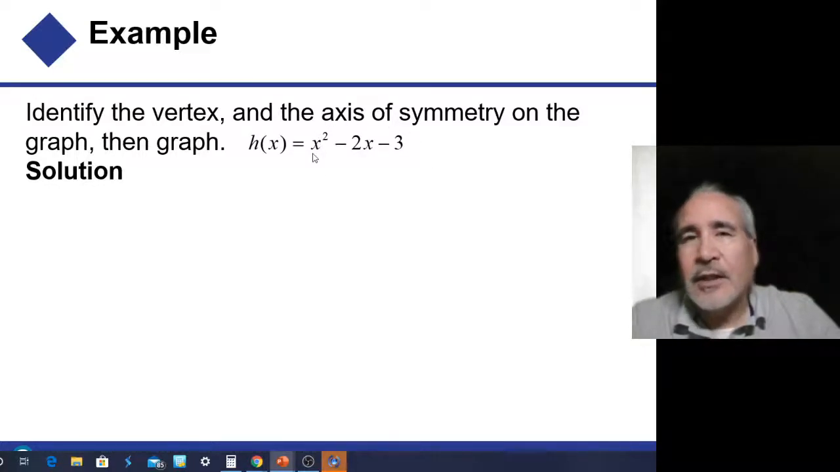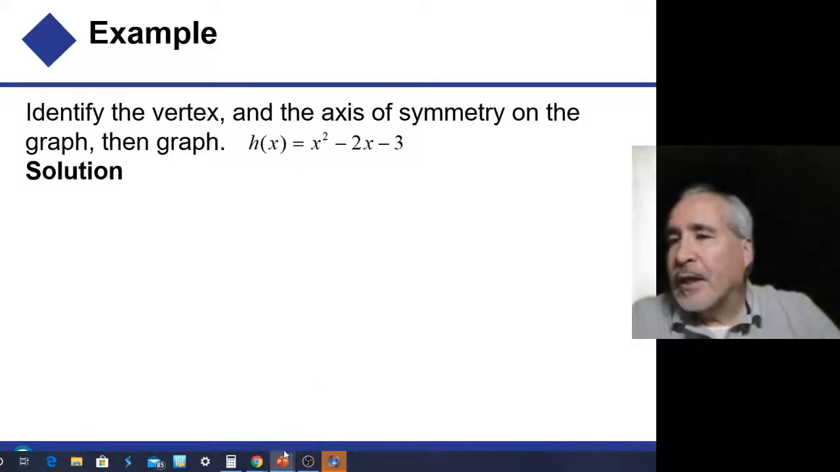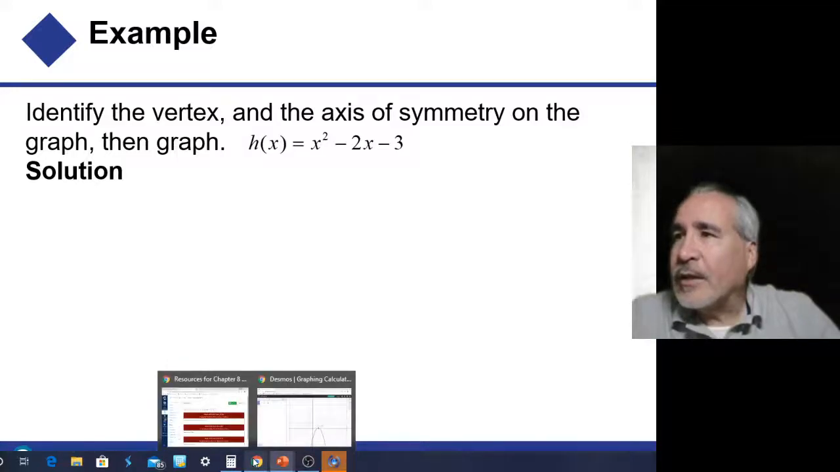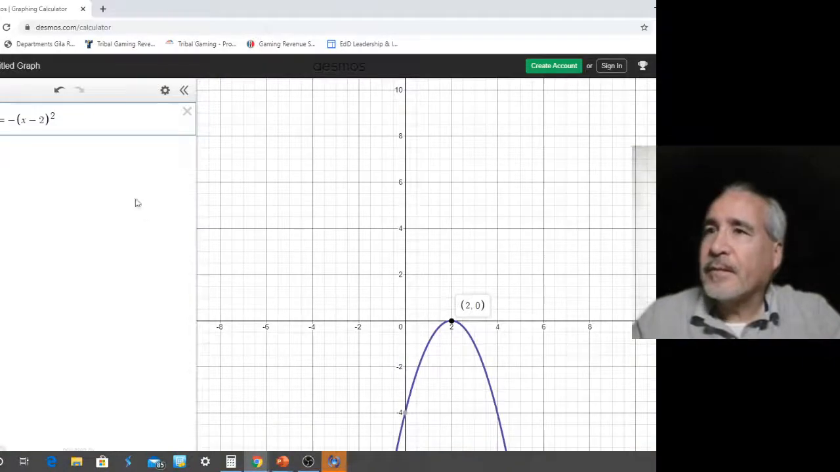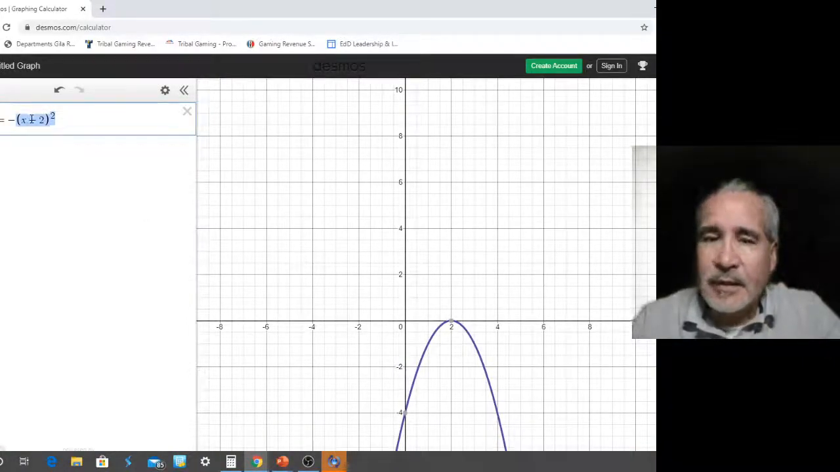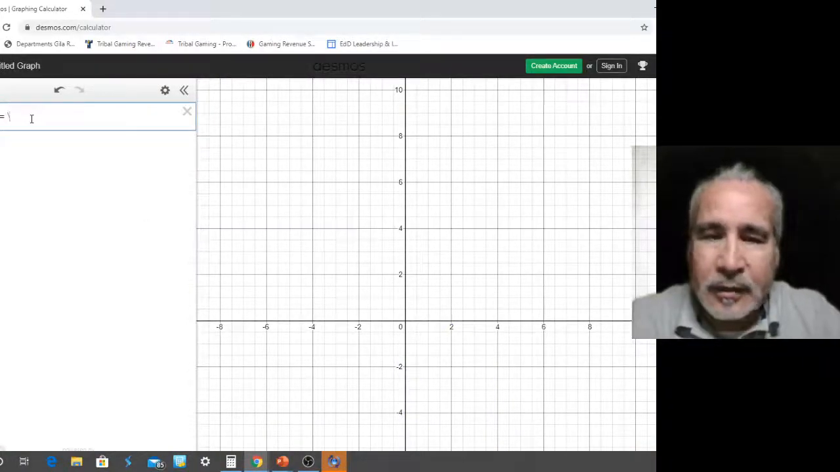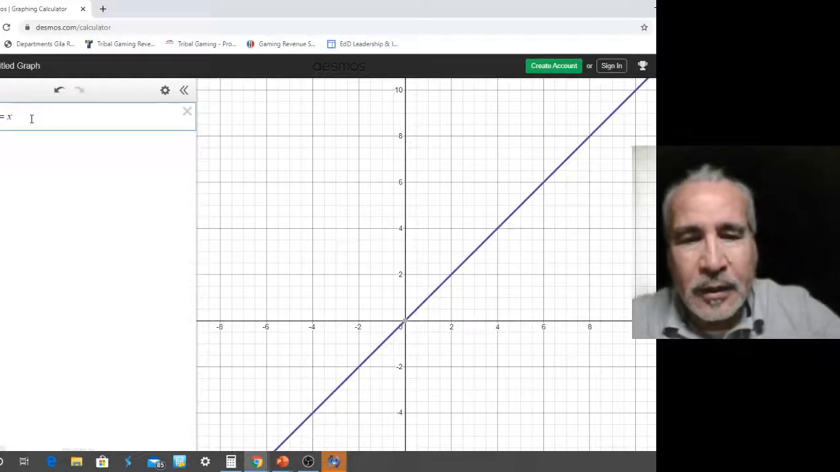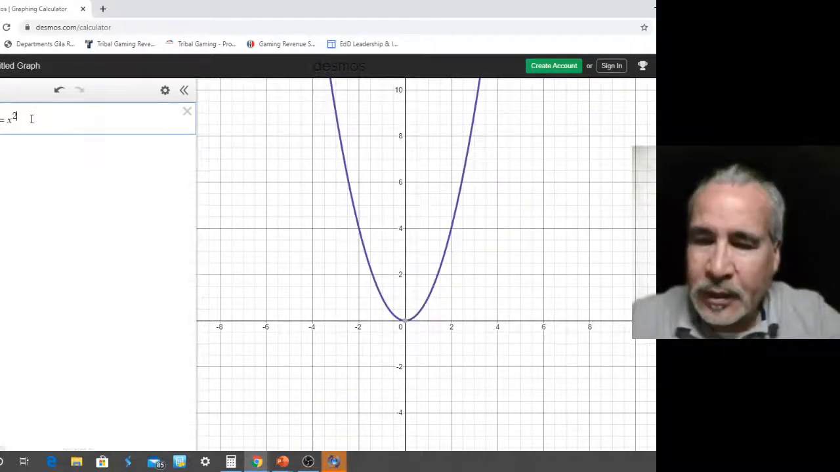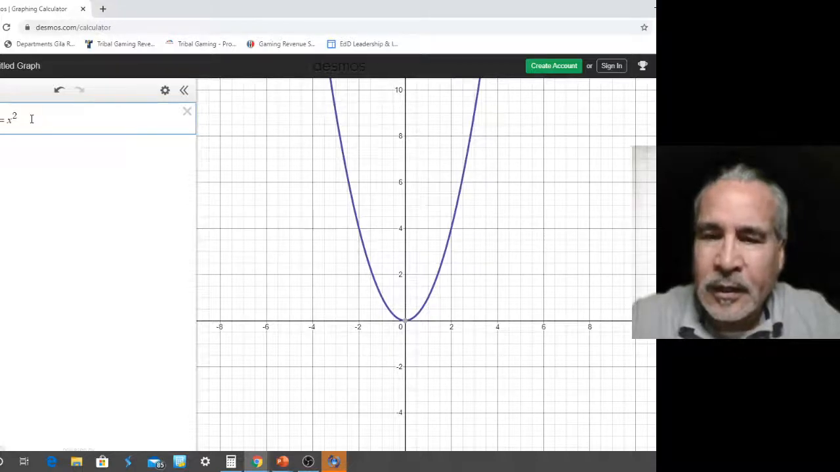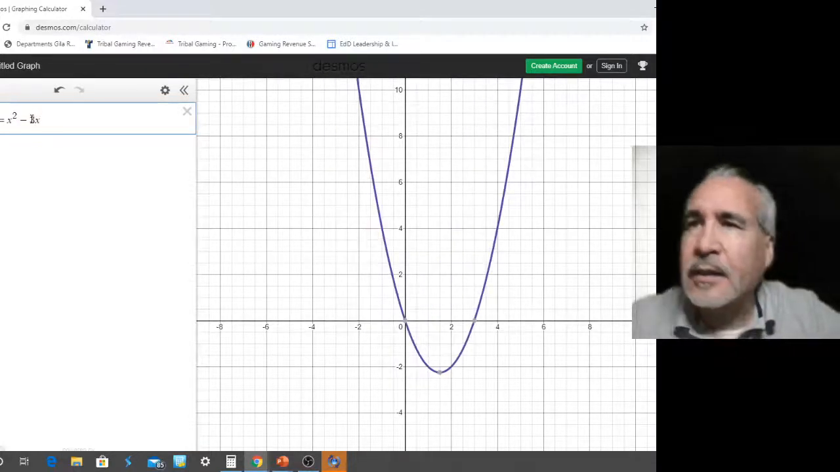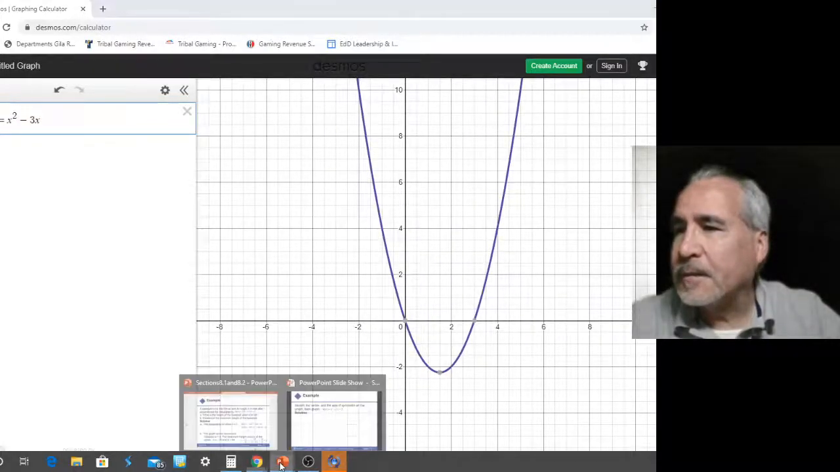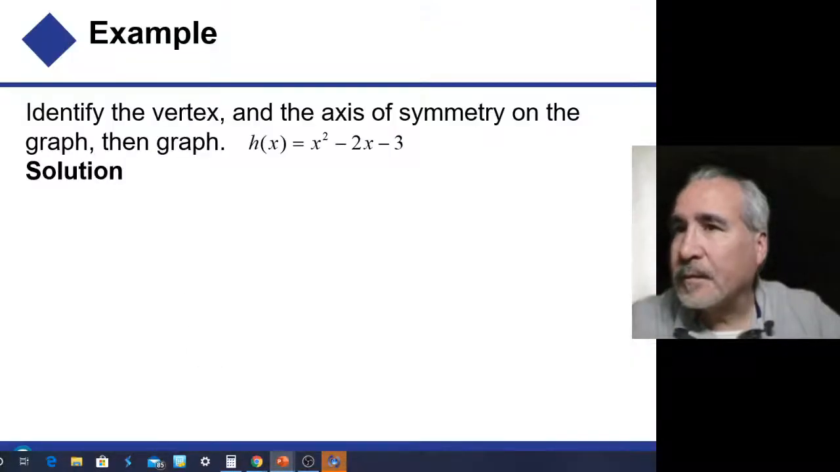We've got really two ways to do it. We could use the formula. We could do the graph. This time, let's go ahead and jump to the graph. X squared minus 2x minus 3. So let's come back here. X squared, arrow over, minus 2x minus 3.